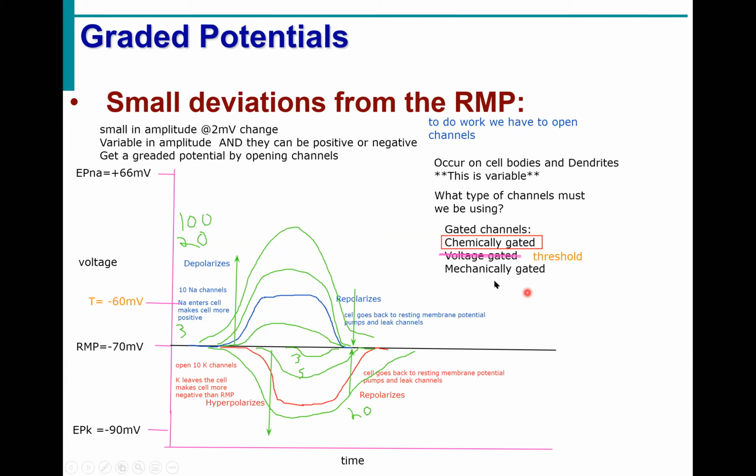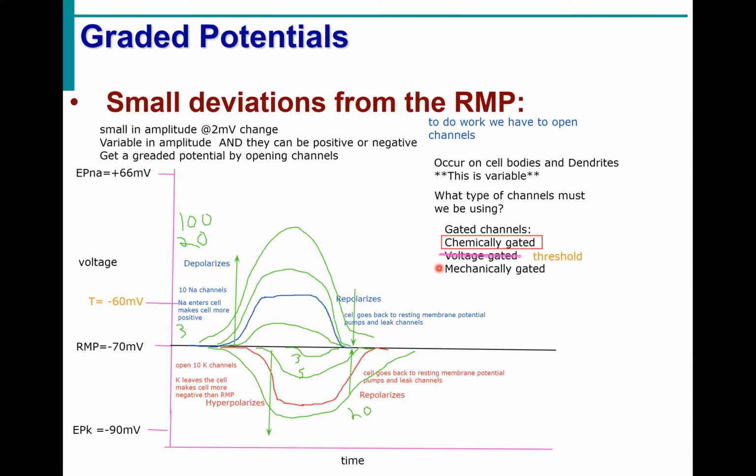Now, let's think about chemically gated channels. Mechanically gated channels, you stretch it and a channel opens. So if you stretch it a little bit more, do you think we'd open more channels? If you stretch it a little bit less, do you think you'd open fewer channels? Yeah, with mechanically gated channels, the more you stretch it, the bigger the signal you get. The less you stretch it, the smaller the signal you get.